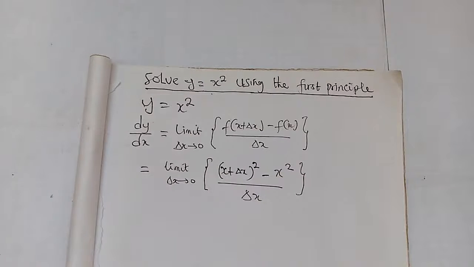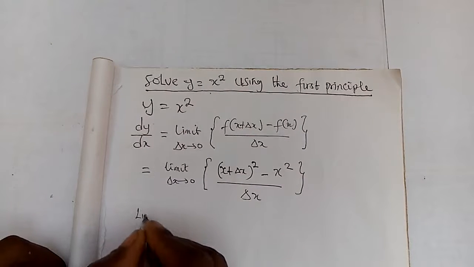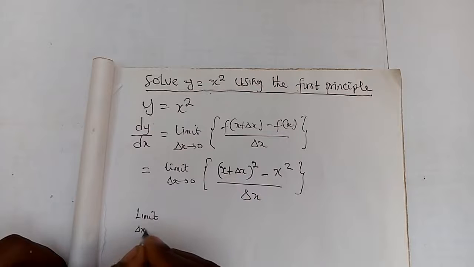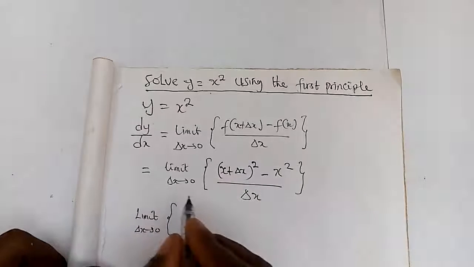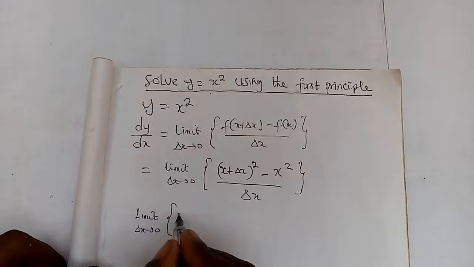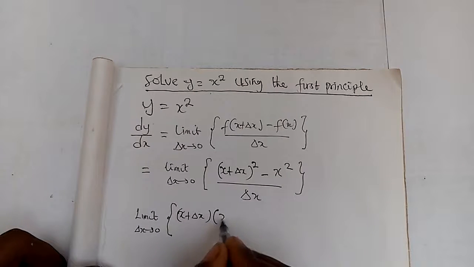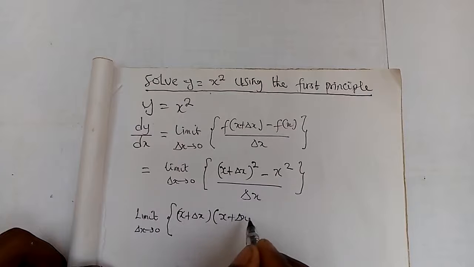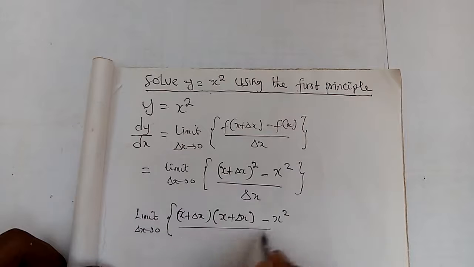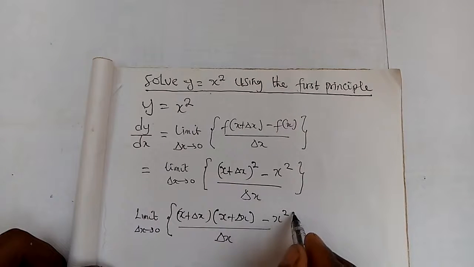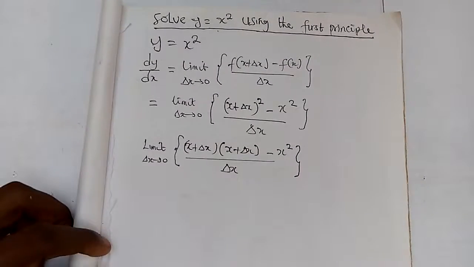Now we need to expand the bracket. By expanding the bracket, write your limit as change of x approaches 0, and then we have x plus change of x multiplying x plus change of x, that expansion of the bracket, minus x squared, all over change of x. And we move on, so let's expand it.